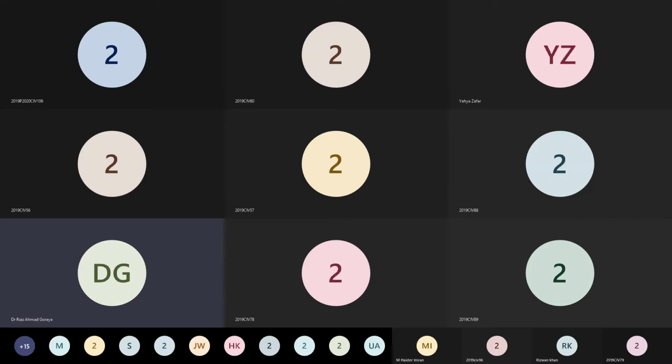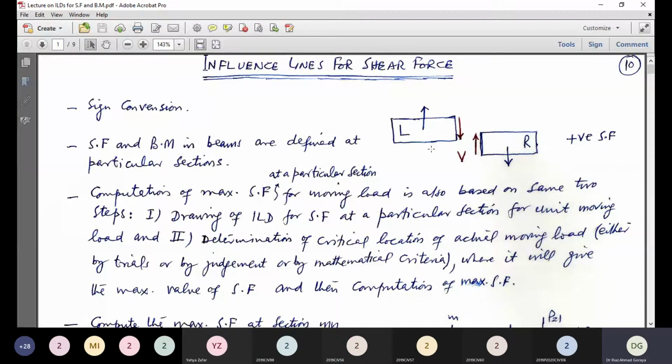The title of the lecture is Influence Lines for Shearing Force. So I'm going to share the lecture notes. So first of all, the sign convention for the shear force.